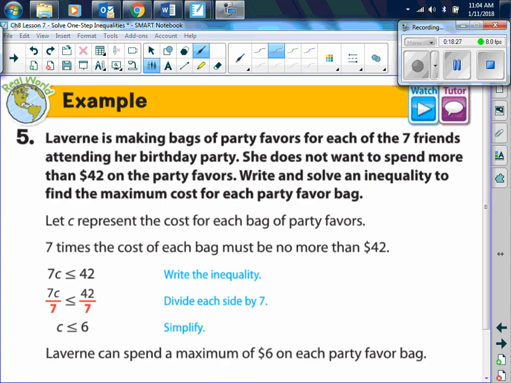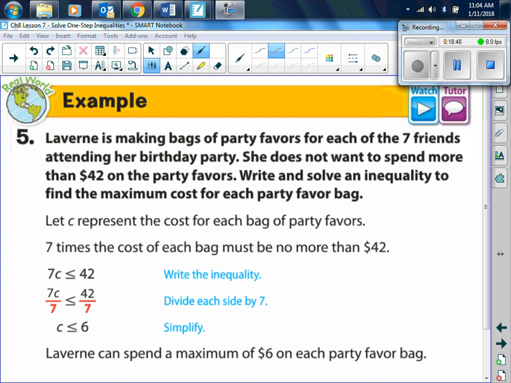Alright, so for example 5, it says Laverne is making bags of party favors for each of the 7 friends attending her birthday party. She does not want to spend more than $42 on the party favors. Write and solve an inequality to find the maximum cost for each party favor bag.